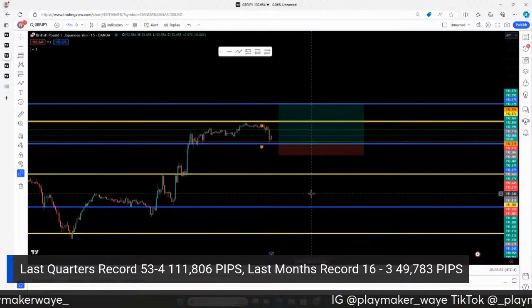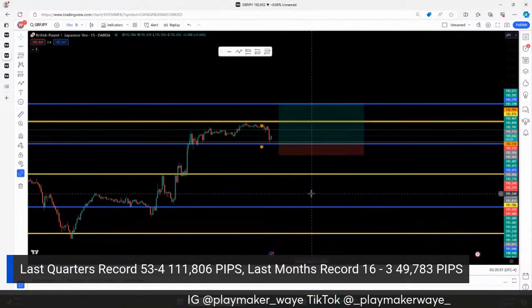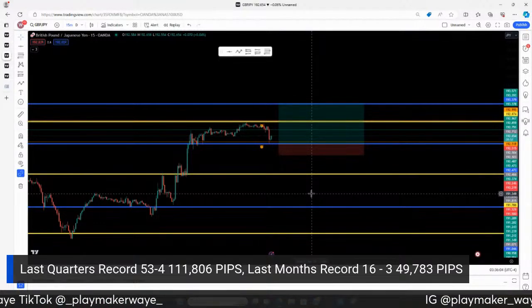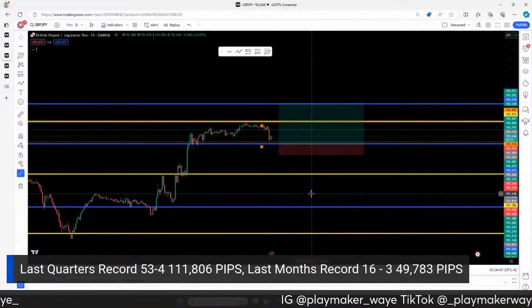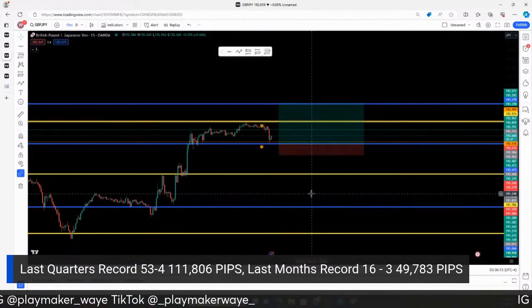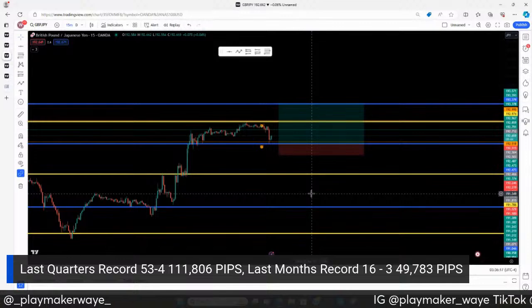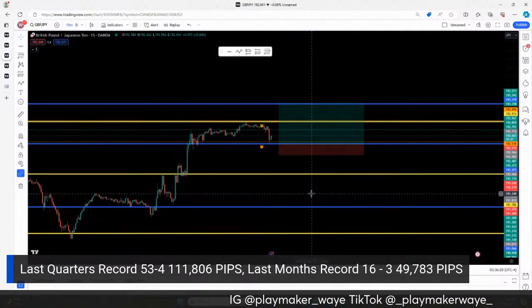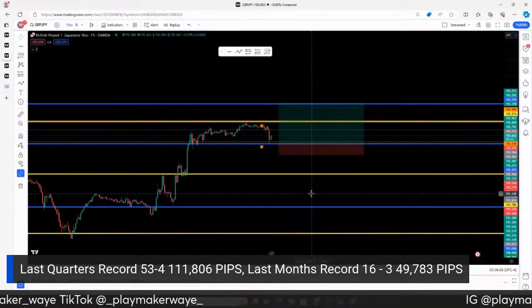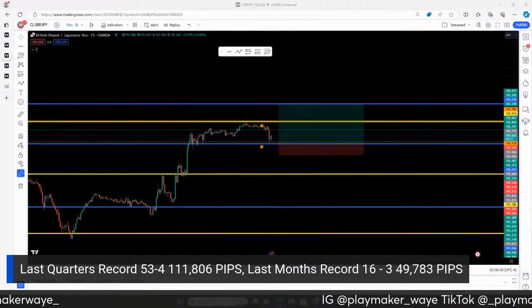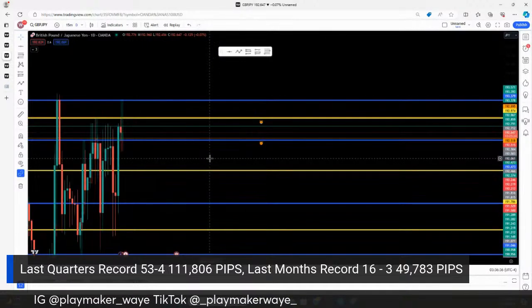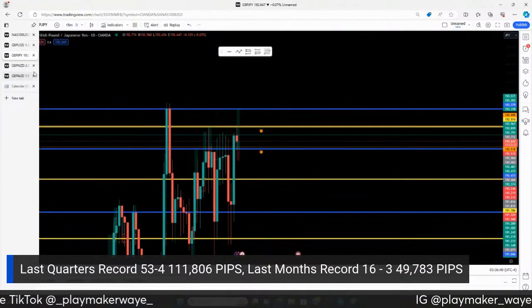We got a couple setups we're looking at right here. Got some work to do. It's been really struggling to break this level here, but at some point, it's going to break through.